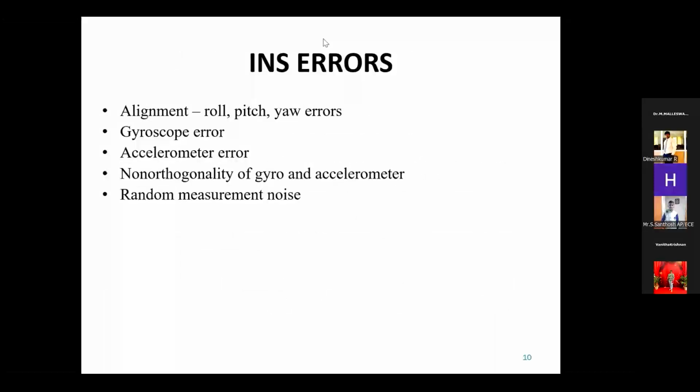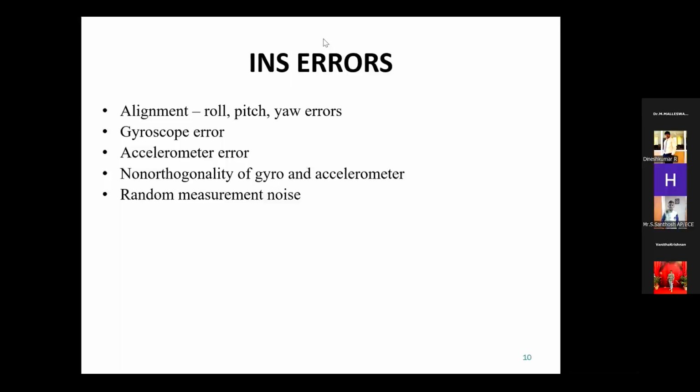They are alignment error, gyroscope error, accelerometer error, and non-orthogonality of gyro and accelerometer. I think at the time of latitude and longitude measurement, we also need the 90-degree concept. So that 90-degree orthogonality must be preserved during the entire navigation process between your gyro and accelerometer sensors. In case you have any misalignment, that leads to errors.